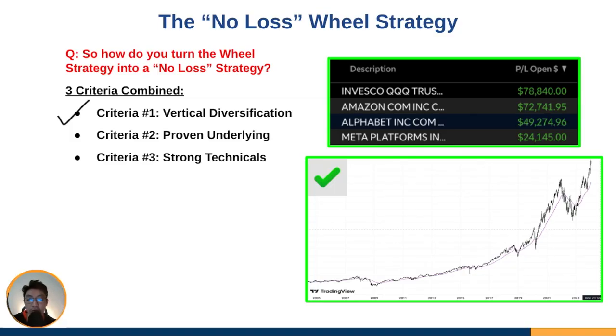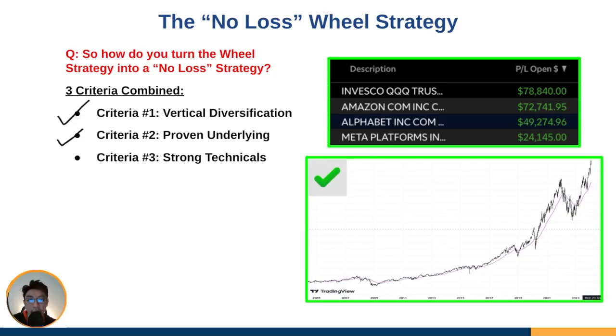Because you know that if the underlying is going to go up in the long term, then all those at the bottom, if you get assigned, you're going to have a very good entry price. It's going to be so much lower and much easier for you to, again, get out of the position using the covered call as per the wheel strategy. So criteria 1, vertical diversification. Criteria number 2, proven underlying.